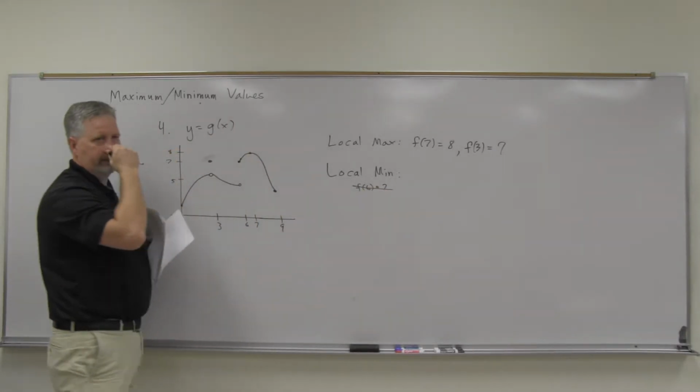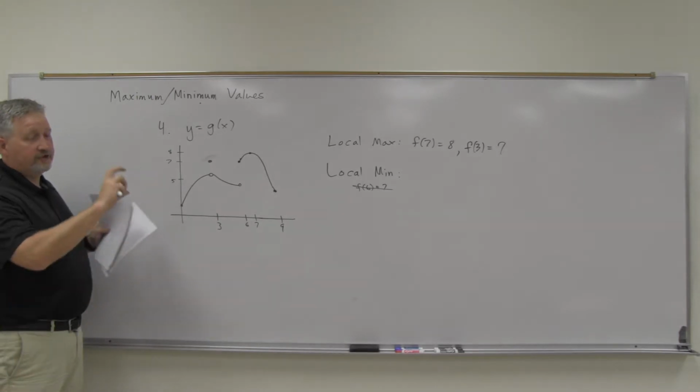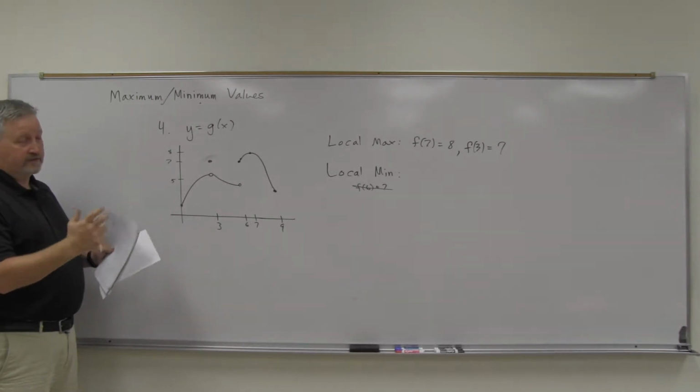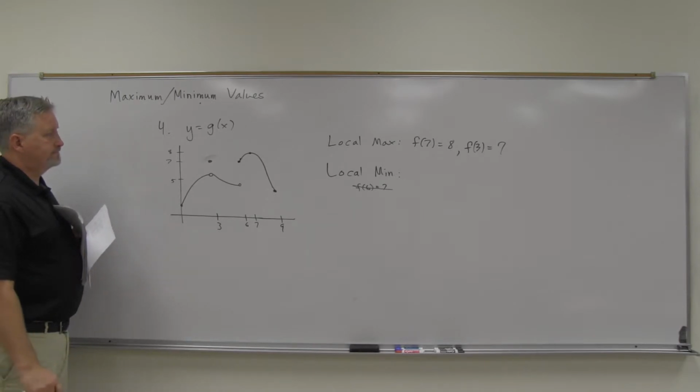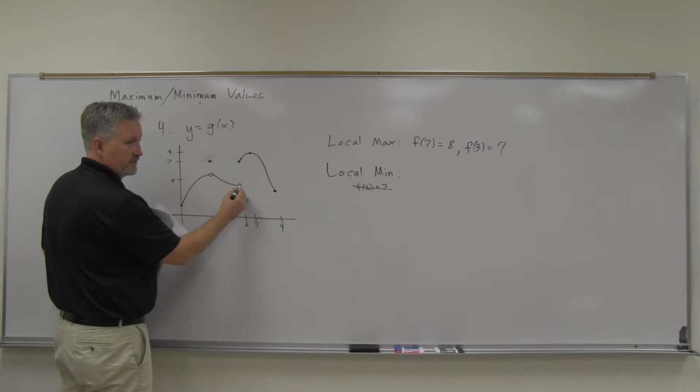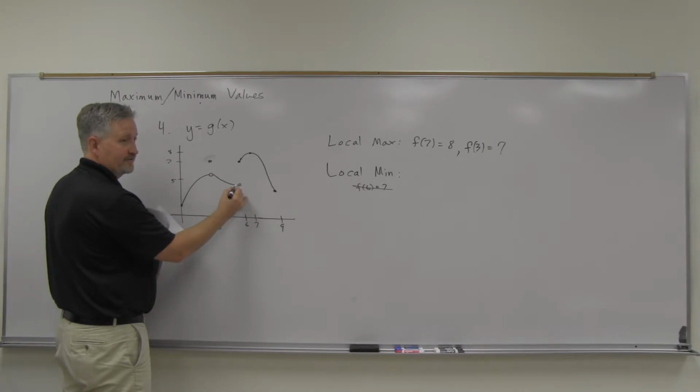So you've got to be careful with the jumps. You have to be sure that, for a minimum, it's lower than all the ones around it. And now you might be saying, well, what about this point? Well, we don't have an f of 6 there, so what are you going to call the one right next to it?